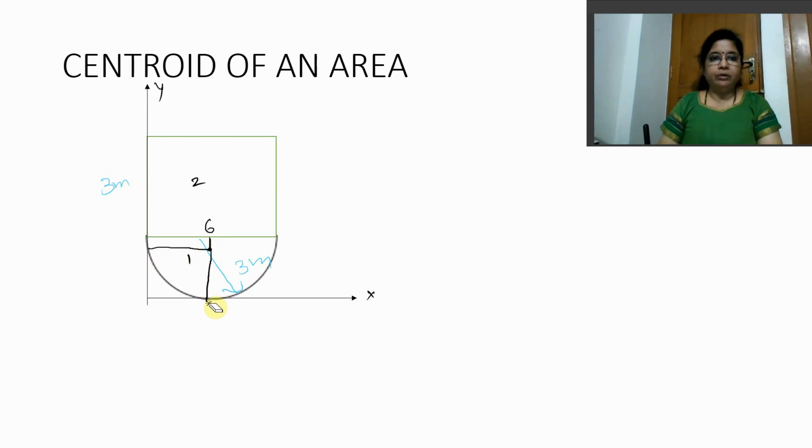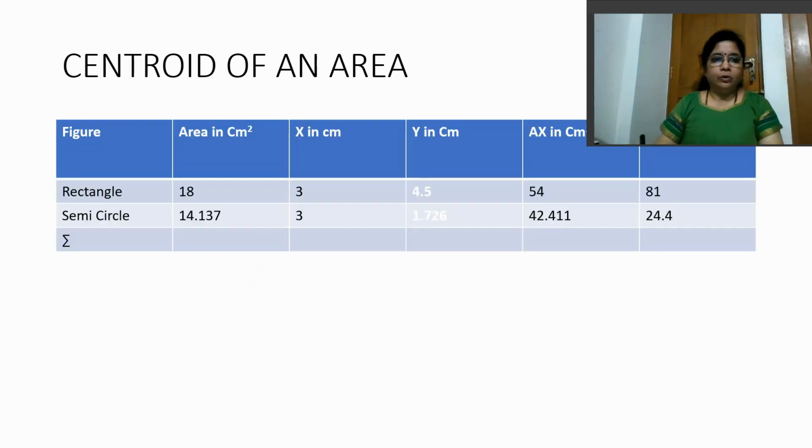So, what is my y going to be? R minus 4r by 3 pi, because this is 4r by 3 pi. So, y is going to be r minus 4r by 3 pi. My radius is 3. So, I filled it up here. Okay. So, this is the semicircle thing. And y is r minus 4r by 3 pi. So, this is r and this is r minus 4r by 3 pi.